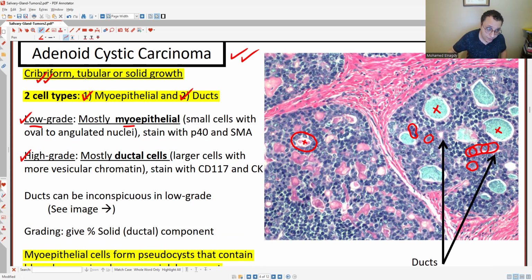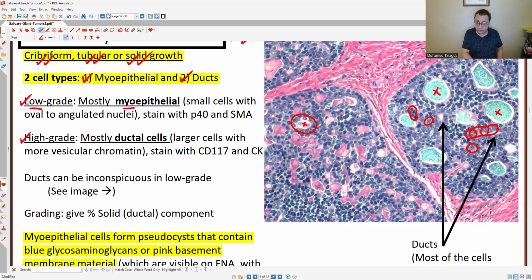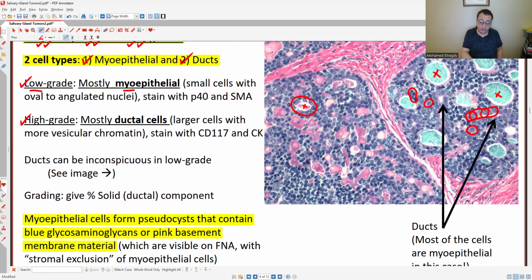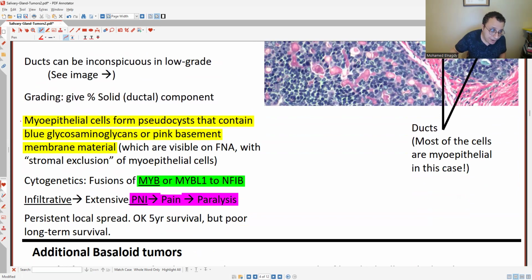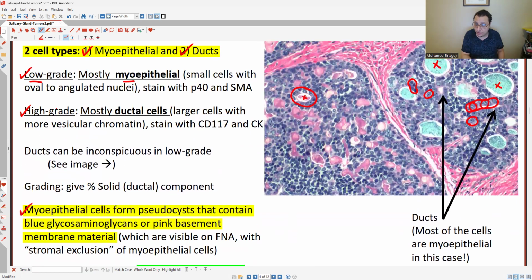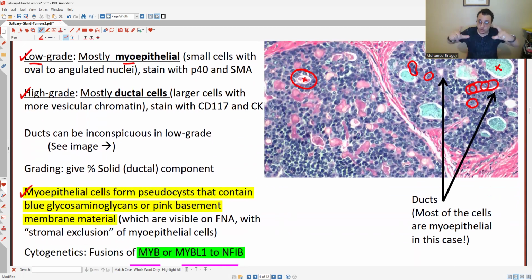The patterns are cribriform, tubular, or solid. However, the most common is the tubular pattern, as you see here in this picture. The myoepithelial cells form pseudocysts, so actually these are not true tubules and not true glands. These pseudocysts have collections of a glycosaminoglycan compound, a GAG compound.